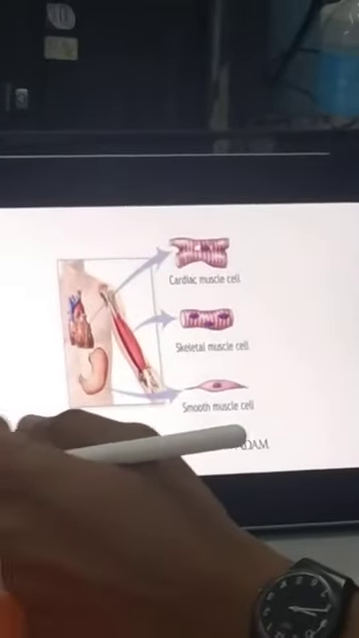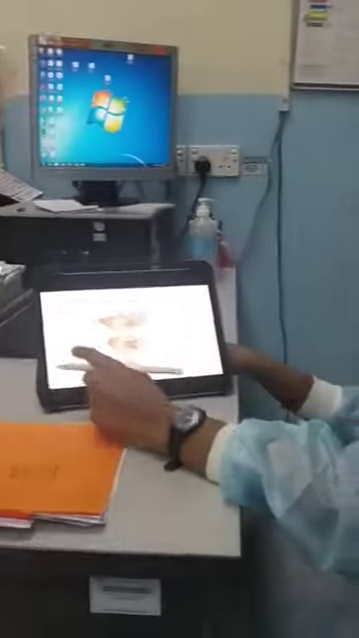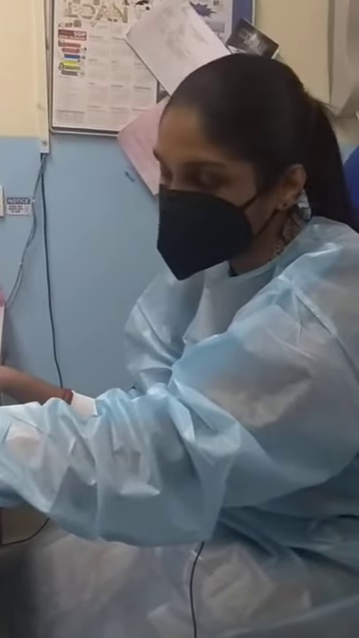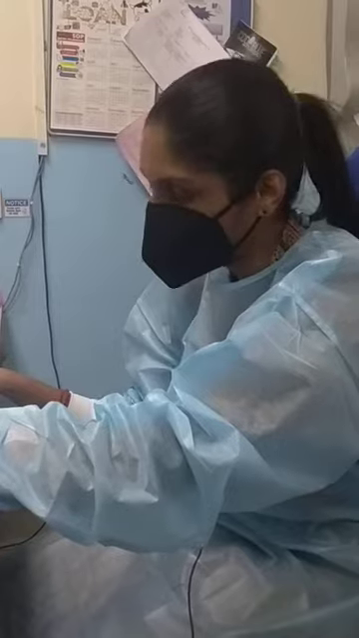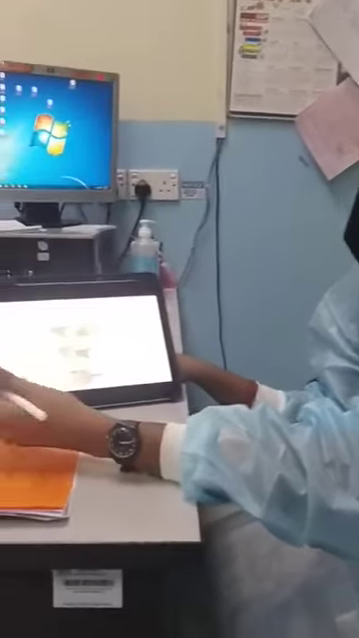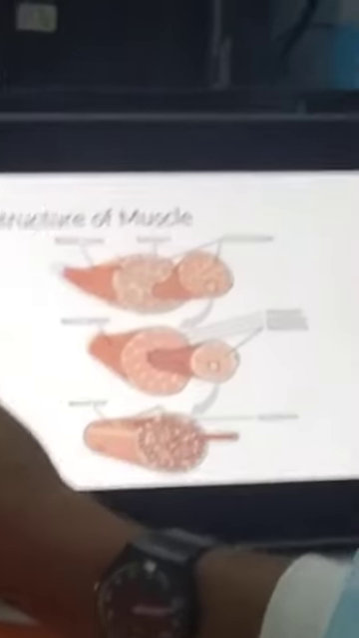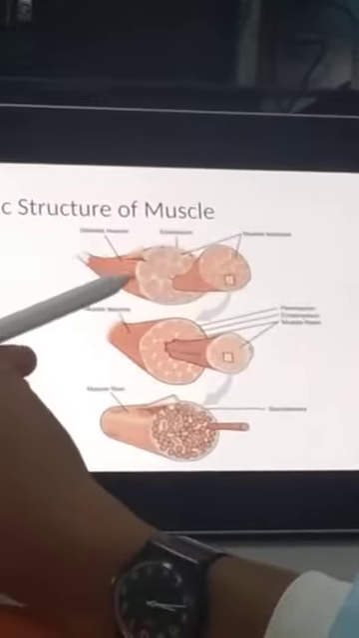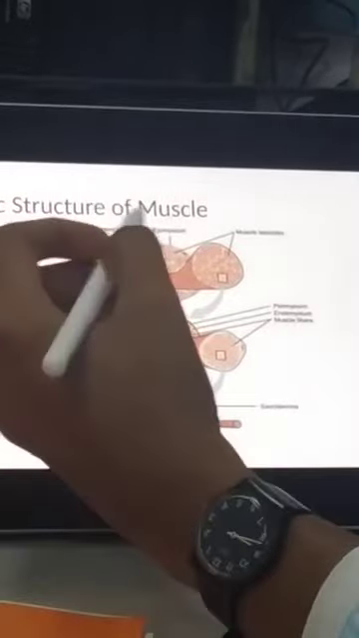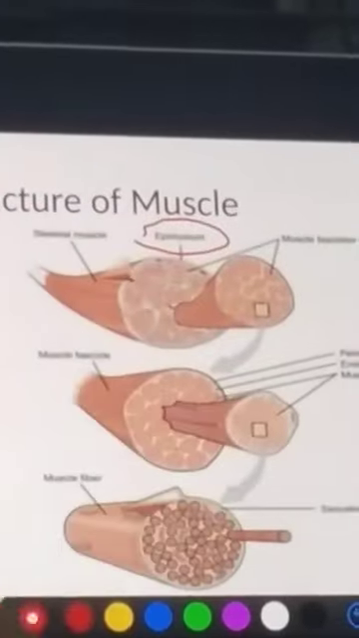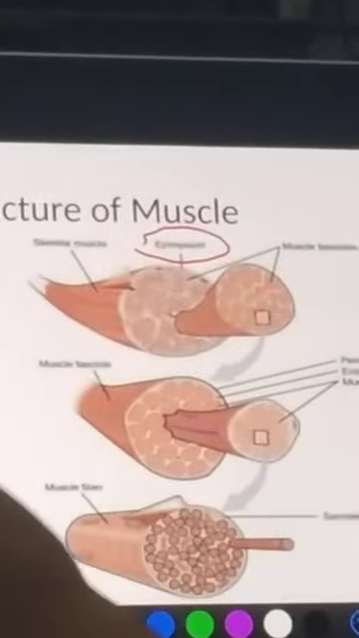The next thing I'm going to talk about is the structure of the muscle, which is very important for the contraction of the skeletal muscle. The basic structure of skeletal muscle is covered with outer connective tissue, which we call epimysium. This epimysium is an outer connective tissue. It is a dense, irregular, fibrous connective tissue.